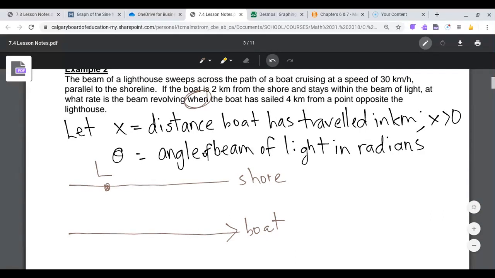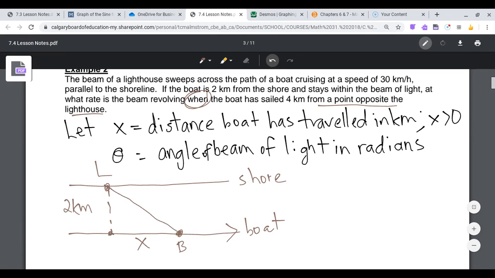Okay, so what I know is that the boat is running parallel to the shore 2 kilometers from the shore. Okay, and I've said let x equal the distance the boat has traveled in kilometers. So it says here from a point opposite the lighthouse, it has sailed 4 kilometers. So from this point opposite the lighthouse, the boat is somewhere along that path, and I've called that x, which makes me another right triangle here.